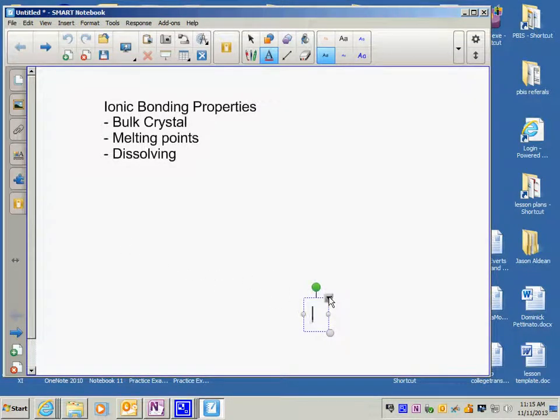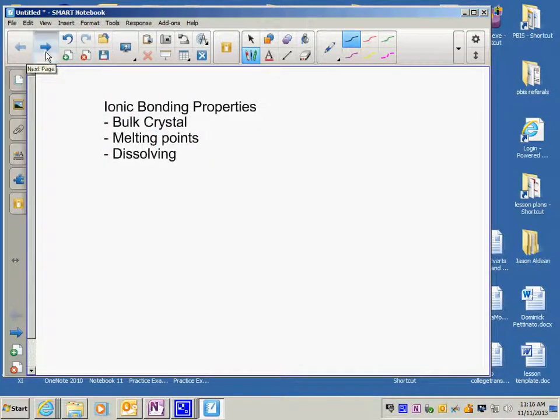Alright, this is a short video on the properties of ionic bonding or ionic substances. This video will encompass three basic properties. One is the idea of ionic compounds forming a bulk crystal. This will result in numerous properties of ionic compounds. Then we'll be looking closely at melting points and then how an ionic compound dissolves.